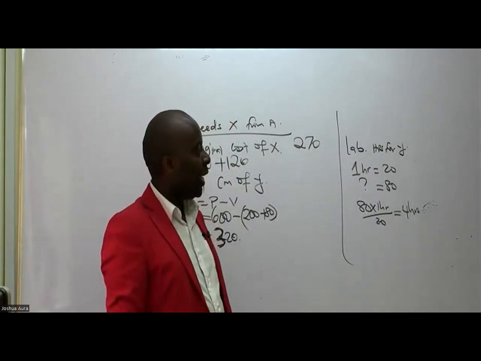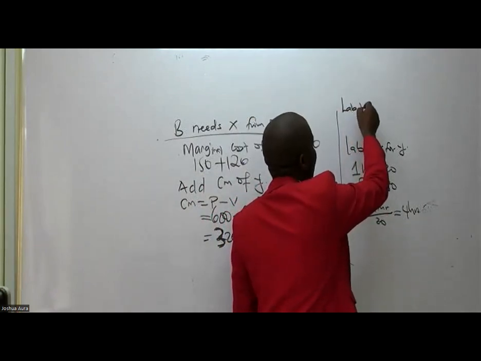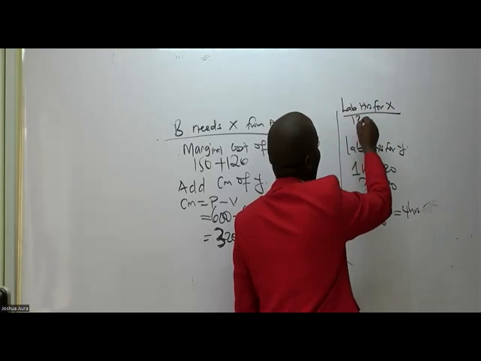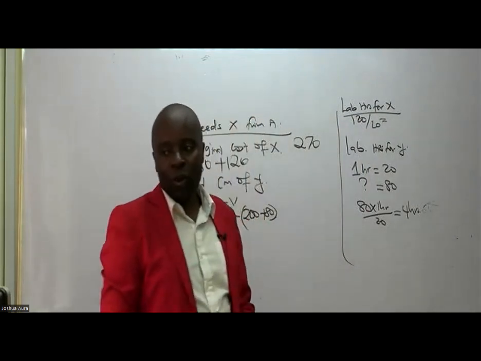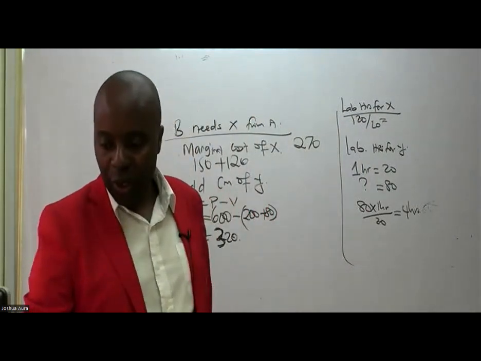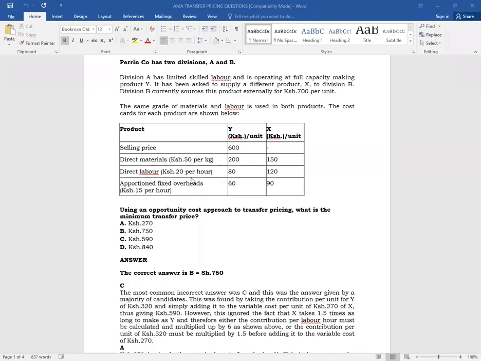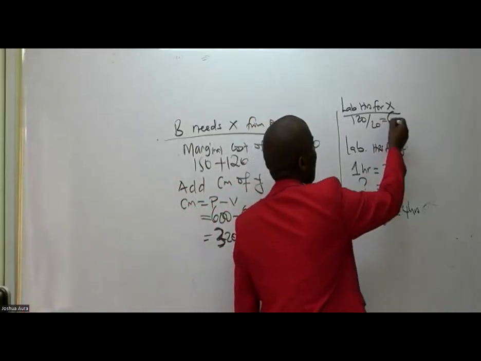And X, how many hours do I need for X? So labor hours for X, I will take the 120 divided by 20. 20 is the rate of paying these workers. You've told us here it should be 20 per hour. So 120 divided by 20 gives me 6 hours for X.